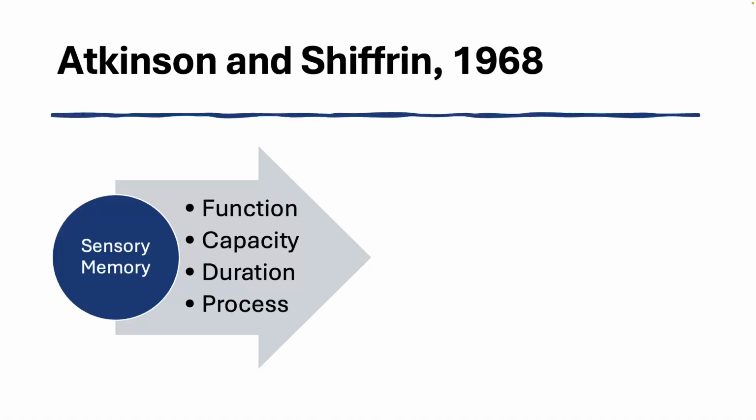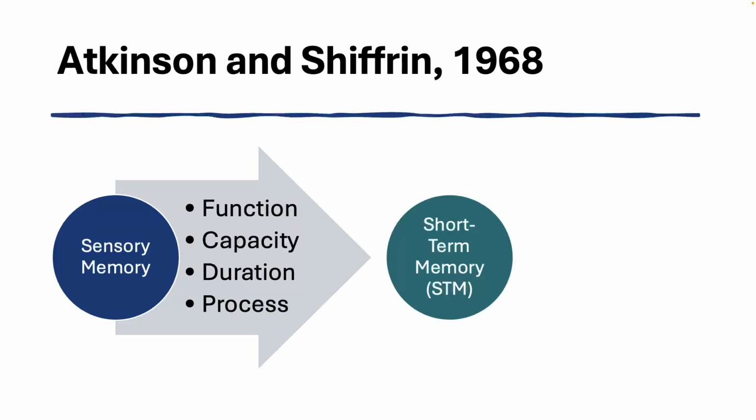Now, the process of sensory memory is that it serves as a buffer for stimuli received through the senses. Most information from sensory memory is quickly lost or discarded, but a small proportion of that information is transferred to your short-term memory if it is attended to.